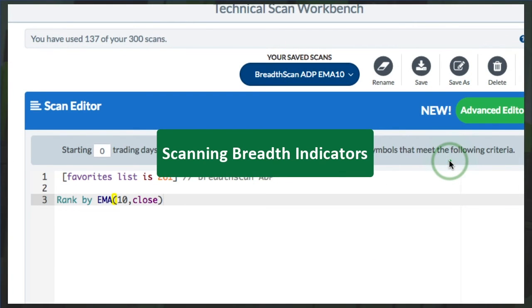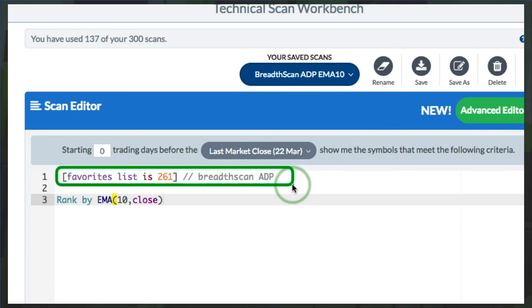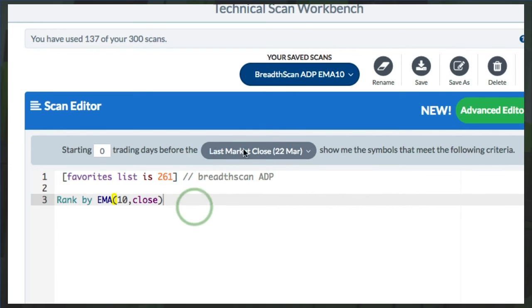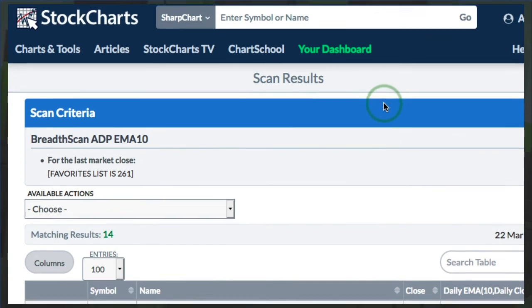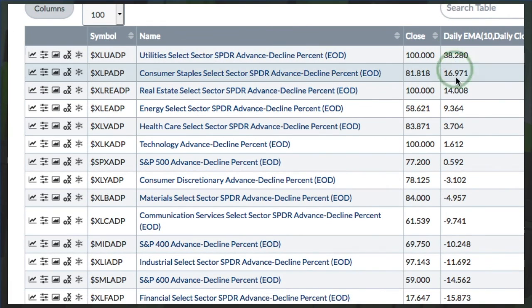We can also run a scan on a chart list. Here I've created a chart list with the advanced decline percent indicators, and I want to scan all of those indicators, and I want to rank them by the 10-day EMA, which is my breadth thrust indicator. And when we run that scan, there we can see all of them, and there we are ranked by the 10-day EMA of AD%. So we can see which ones are the strongest over this 10-day period and which ones are the weakest.